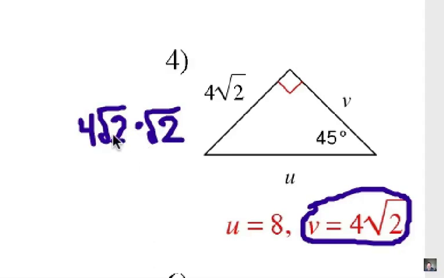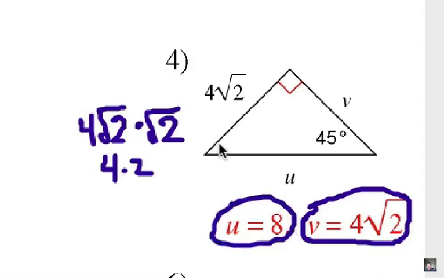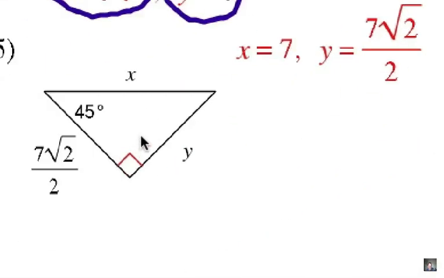In other words, multiplying a radical 2 by itself gets rid of the radical sign. So we really have 4 times 2, which would be 8. All right, so we just have to kind of mess with that radical symbol a little bit. All right, number 5. You can see the answers here, and here's why.